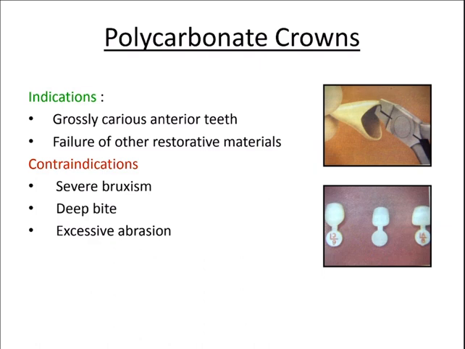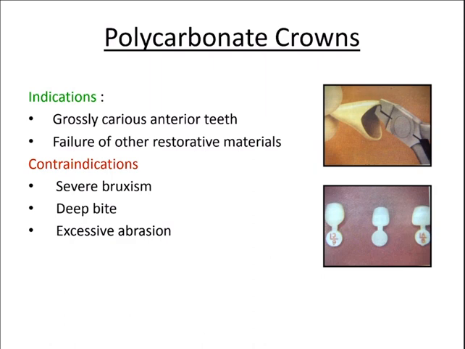You don't use any GIC or anything like that. You will use the acrylic only to cement this crown. And the indications were just like the other indications: grossly carious anterior teeth and failure of other restorative materials. But it had problems with strength. That's why it was contraindicated in severe bruxism cases. When there is severe physiological cleansing, the strength of this crown was not adequate to withstand the occlusal forces. And when there is deep bite, again, there are excessive masticatory forces directed towards this crown, and when there is excessive abrasion.